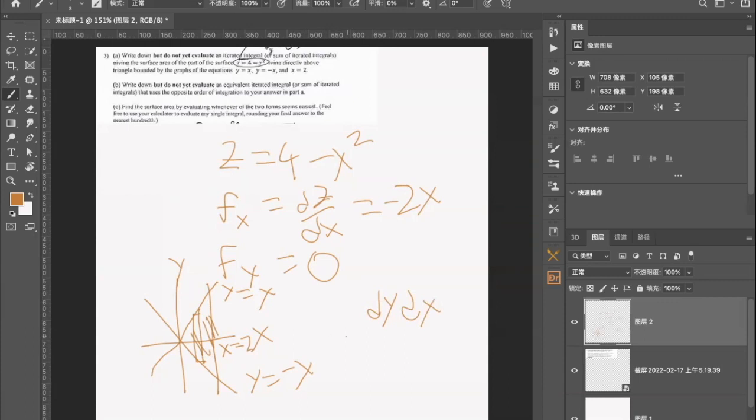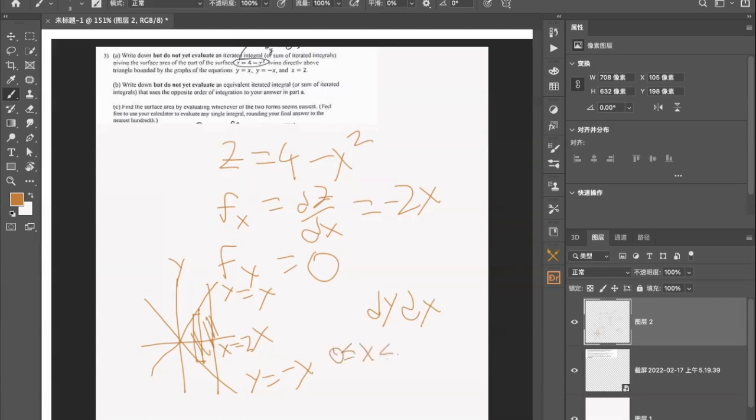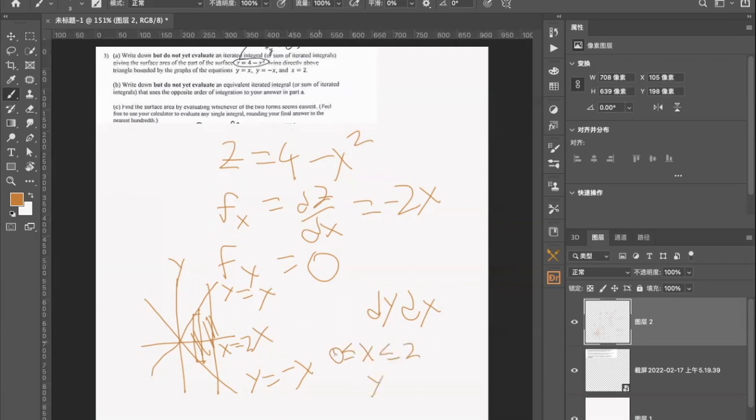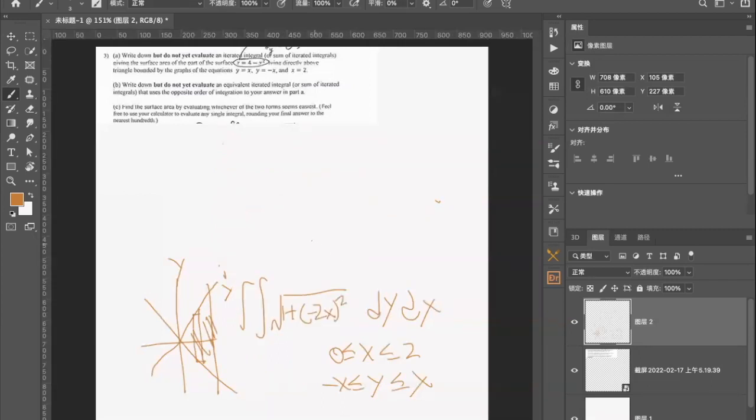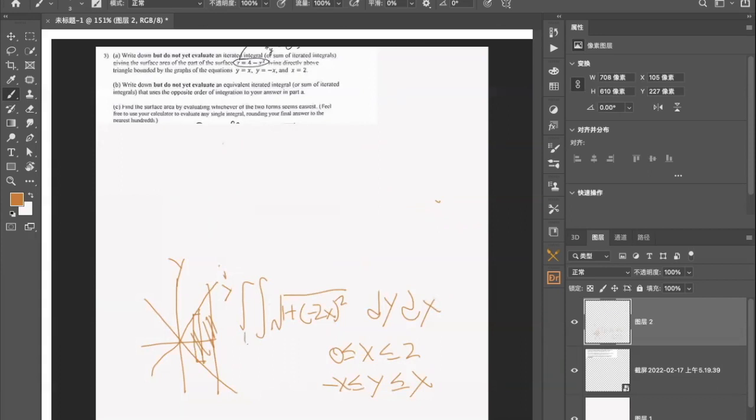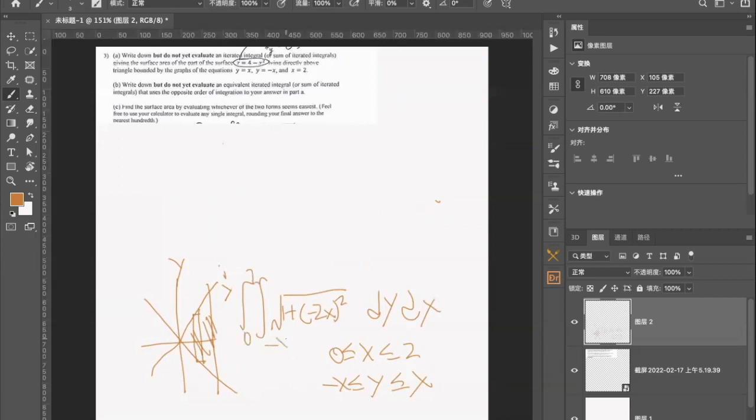So we know that x goes from 0 to 2. And y, well, top y is x, and bottom y is negative x. Therefore, this is fx, and we know fy is 0, so it doesn't matter. And the limit for x, for this integral, is 0 to 2, and the limit for y is negative x to x. Cool? So this is actually one way to get it.